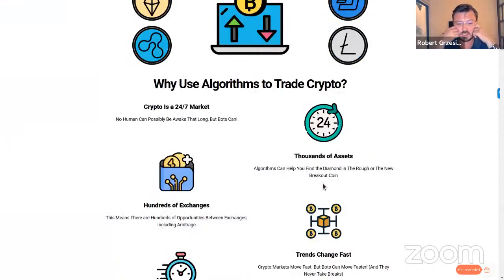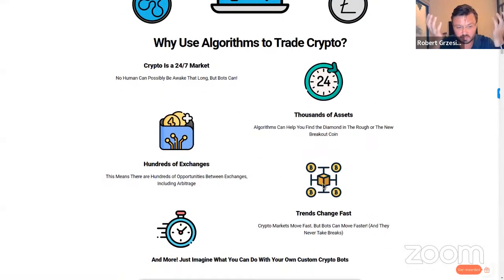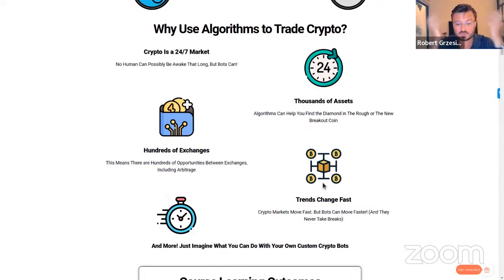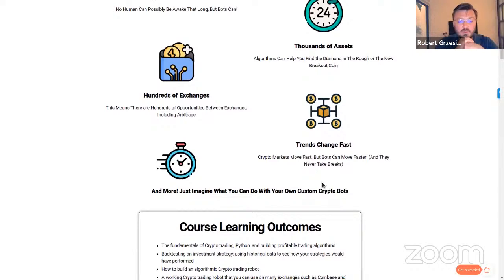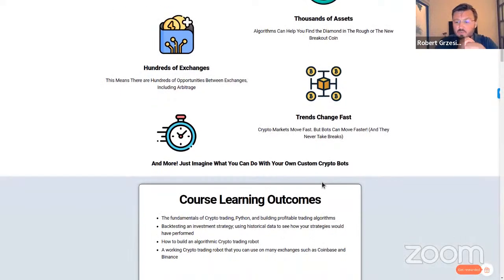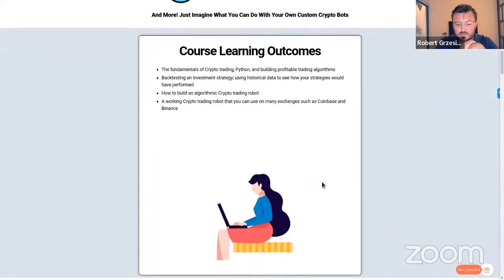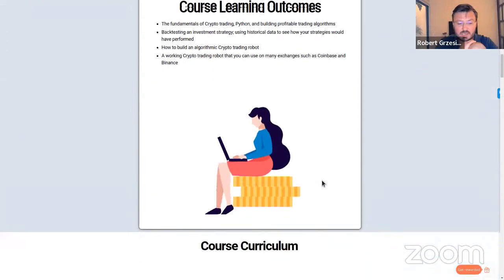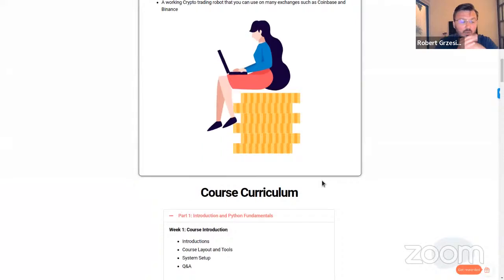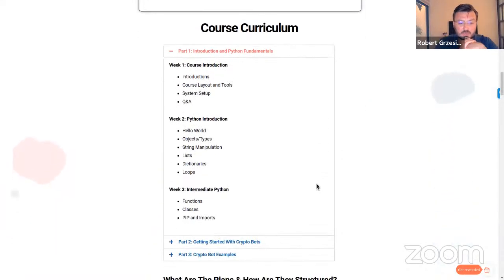Like we spoke about, why use algorithms in crypto. We have the outline there again, so you guys can see all the different things you can do. Again, trading 24 hours, lots of exchanges, trends moving very quickly, lots of different assets. There's a lot of cool stuff there you could do. You can read about the course learning outcomes if you want to learn a little bit more about that as well, right? But now what I want to focus on is this curriculum, right?